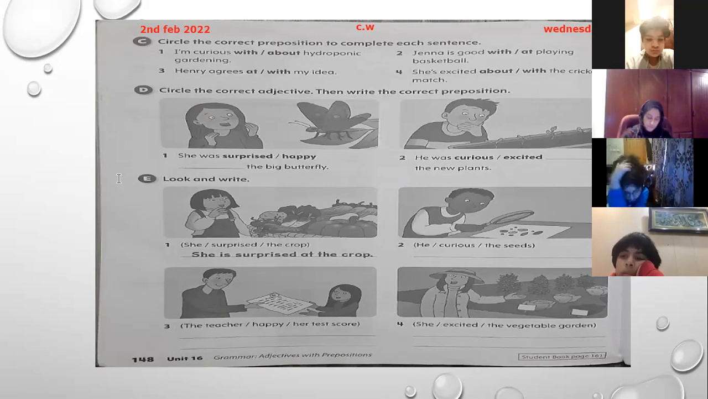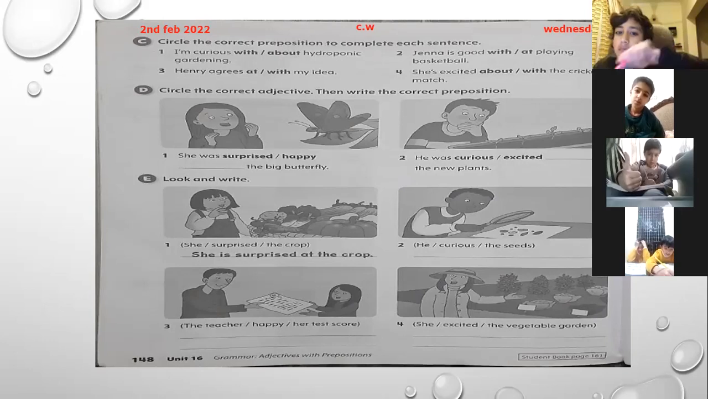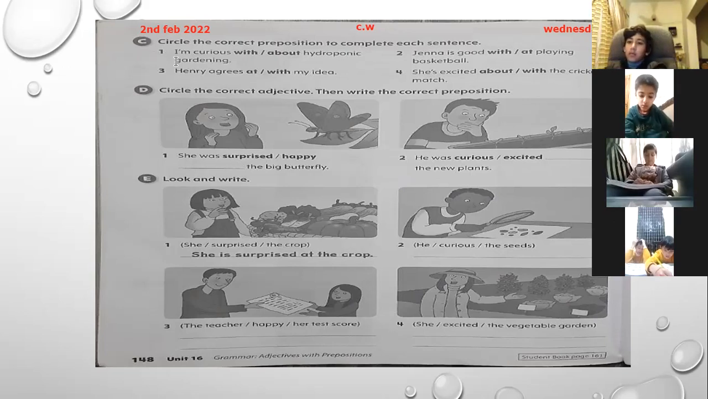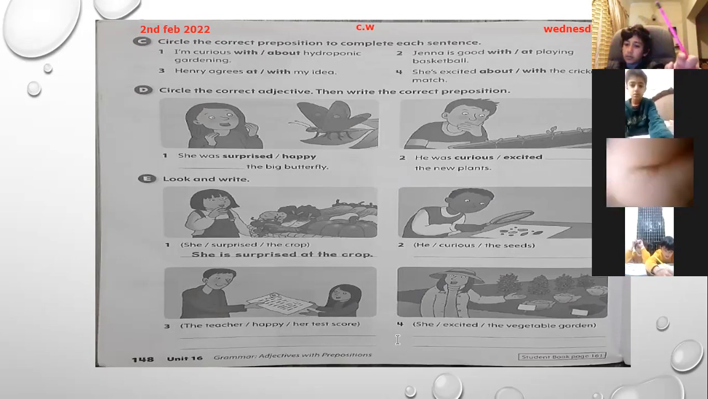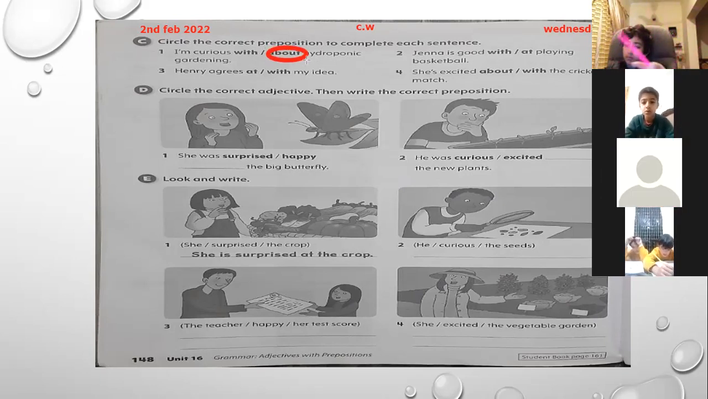Okay. Do you understand now what is that hydroponic gardening? Yes, students, Musa? Everybody understands it now? What is hydroponic gardening? Okay. So students, I'm curious about hydroponic gardening. So all of you please circle about. All of you circle about.